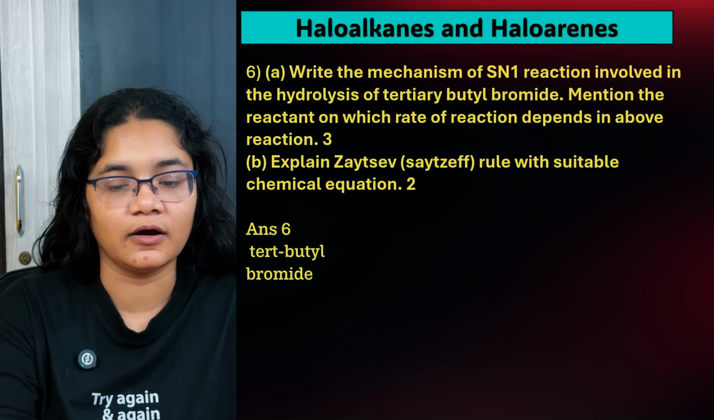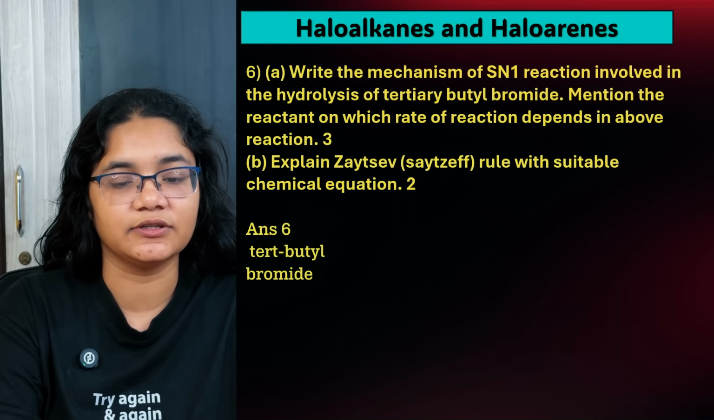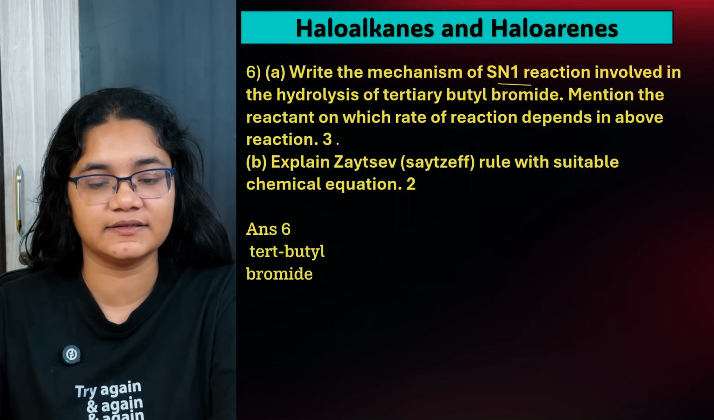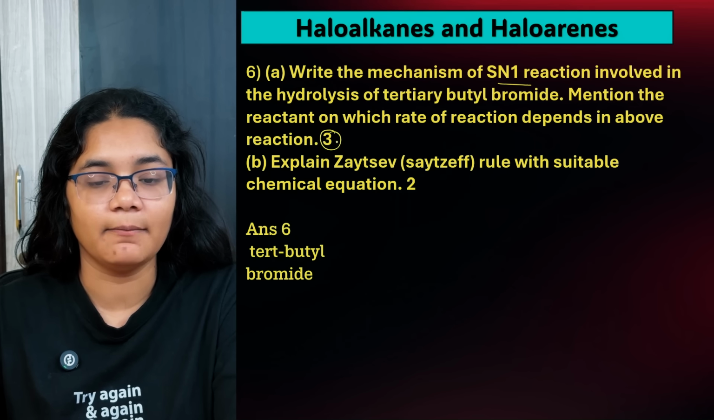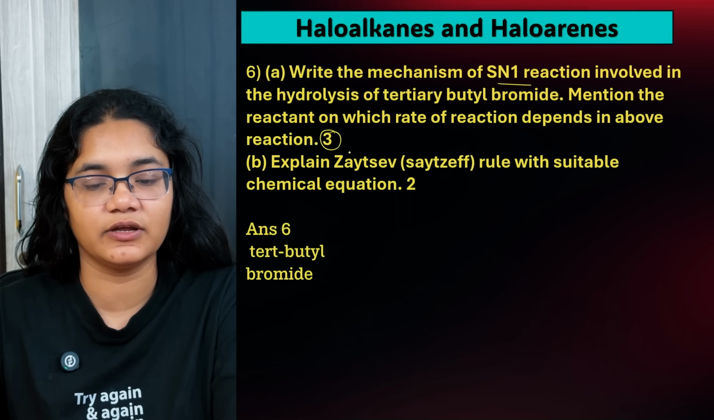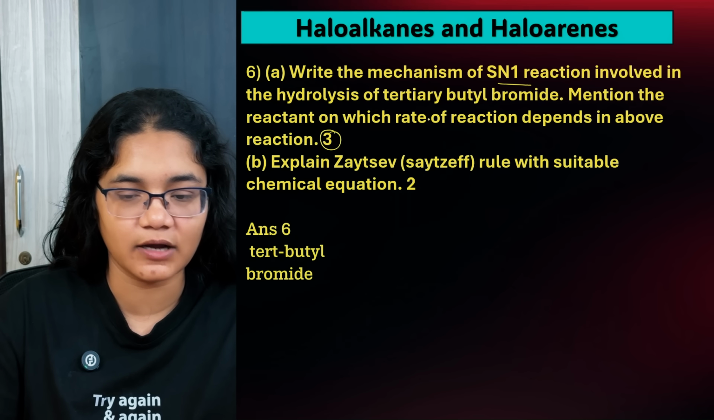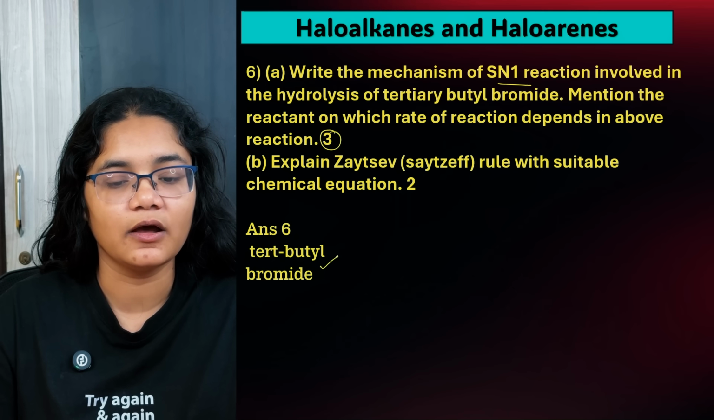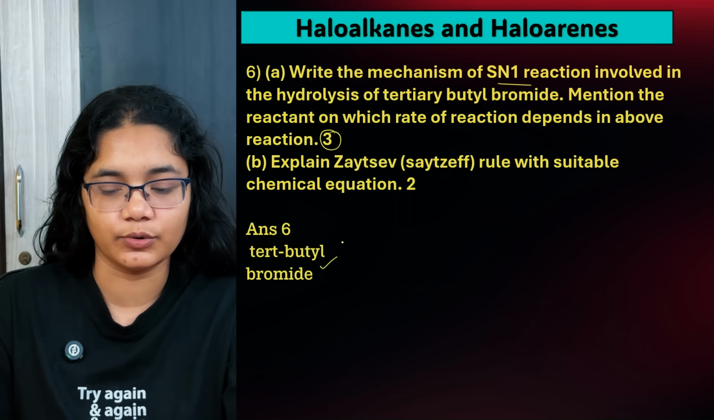Now we will see the 2025 examination 3 question. Write the mechanism of the SN1 reaction. The mechanism of SN1 carries 2 steps. Mention the reactant on which the rate of the reaction depends. The 2 steps carry 2 marks, and writing the reactant on which the rate of the reaction depends is your 1 mark. So you will get a total of 3 marks.